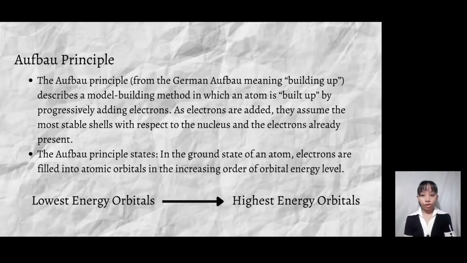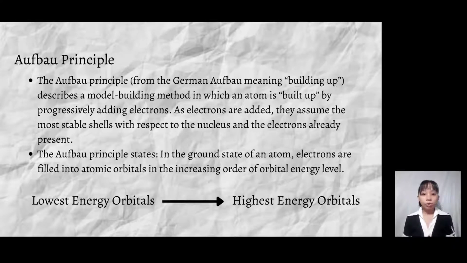The filling of electrons into the orbitals of different atoms takes place according to the Aufbau principle, which is based on the Pauli's exclusion principle, the Hund's rule of maximum multiplicity, and the relative energies of the orbitals. But first, let's discuss the first principle, which is the Aufbau principle. So what is the Aufbau principle?